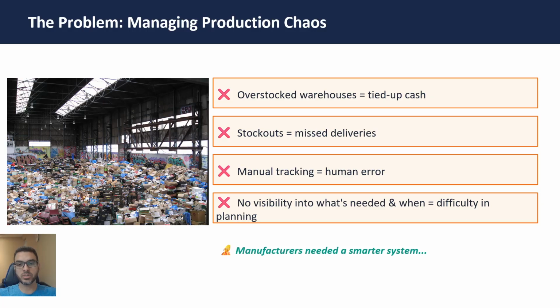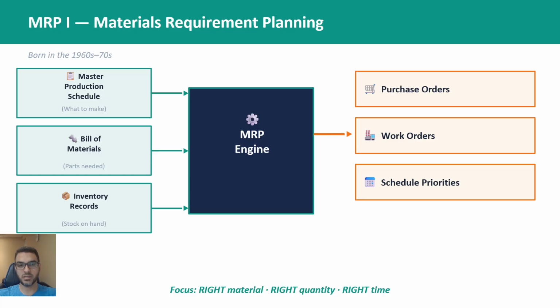Manual tracking usually results in the likelihood of human errors. No visibility into what's needed and when means difficulty in planning. So we need a smarter system. And here comes the MRP I.